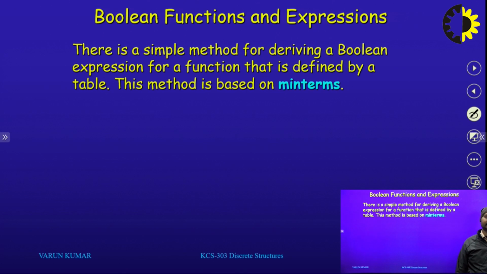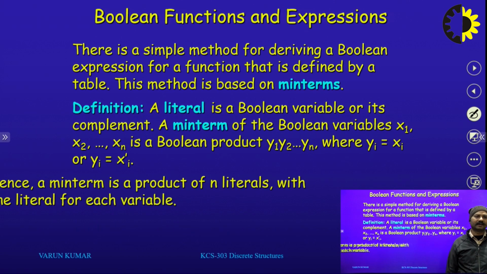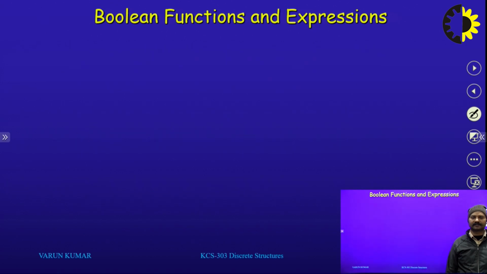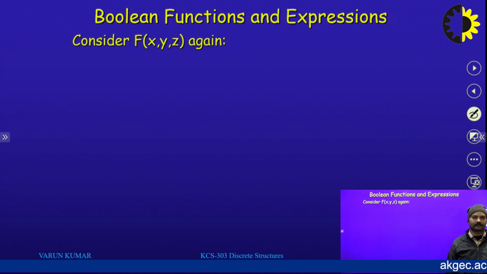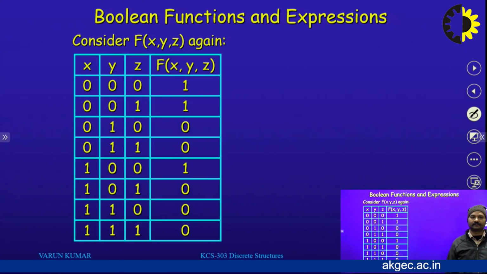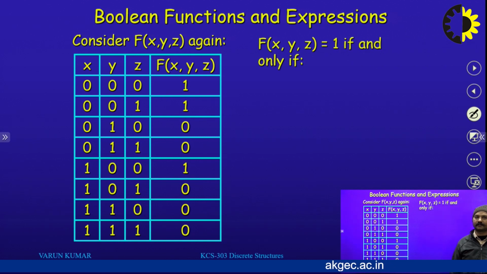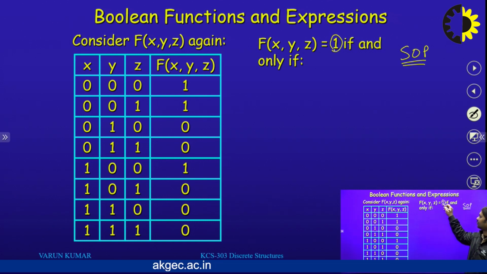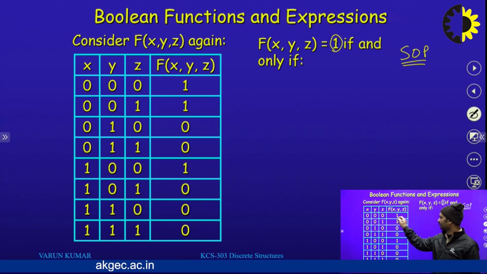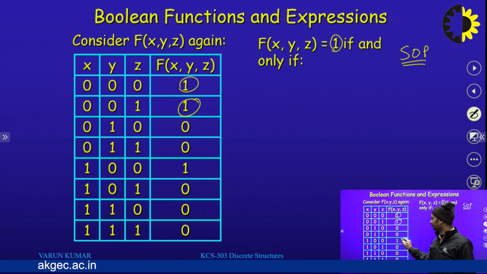So there is a simple method for deriving a Boolean expression for a function defined by a table. This method is known as minterms and another method is known as maxterms. Or generally we use sum of product and product of sum. Consider this function. In SOP we consider only where the function is true, it means where the function gets value 1. So 1 is here, here and here.